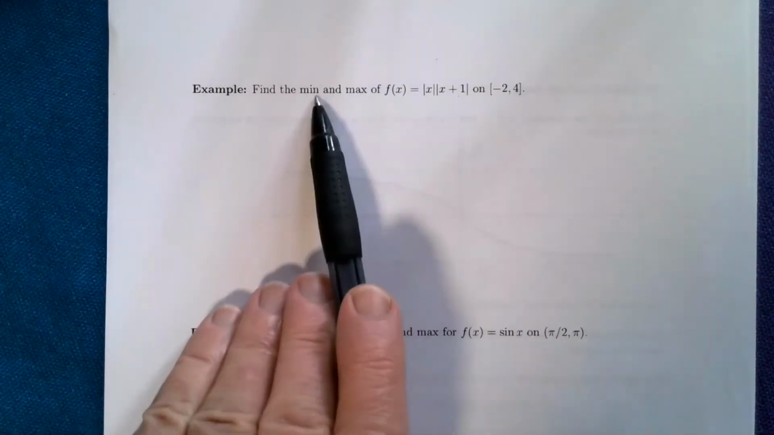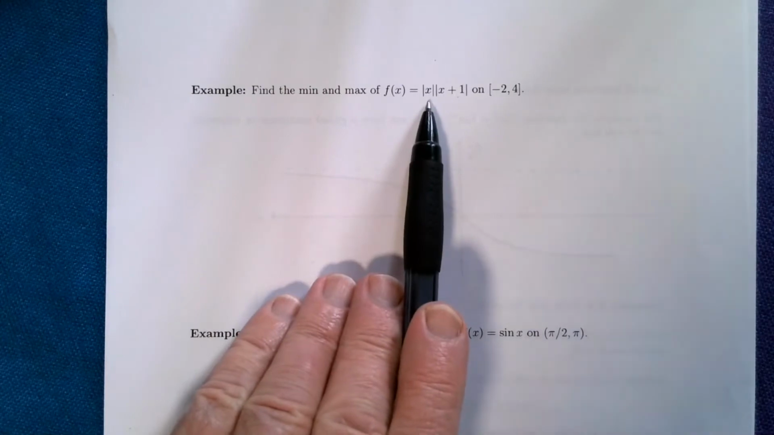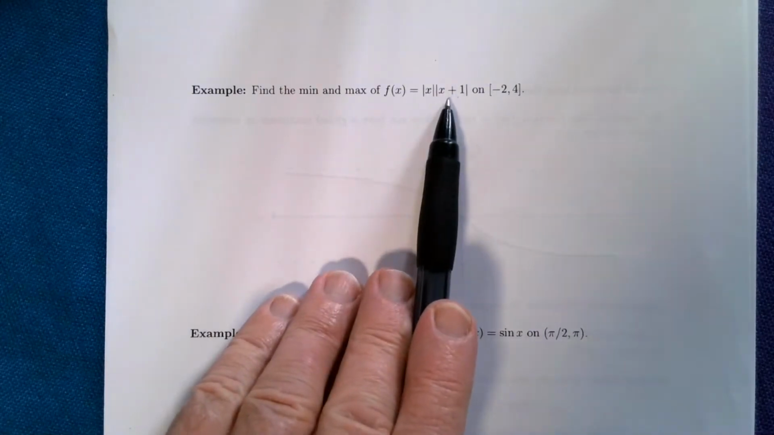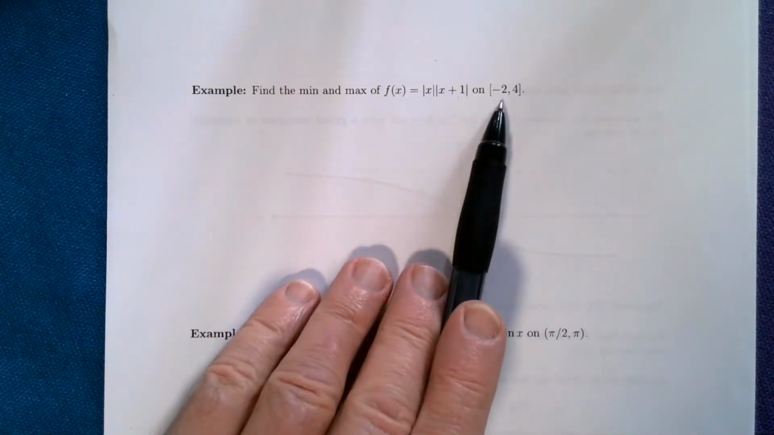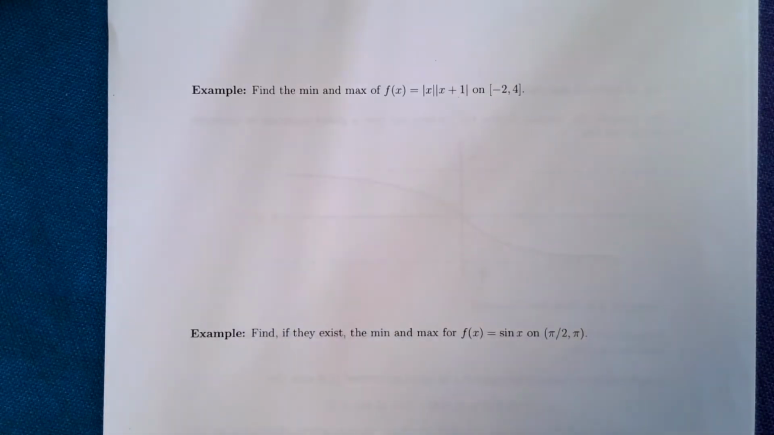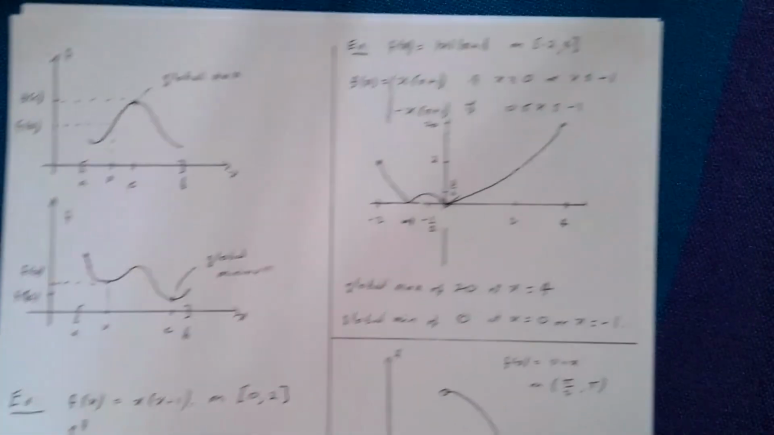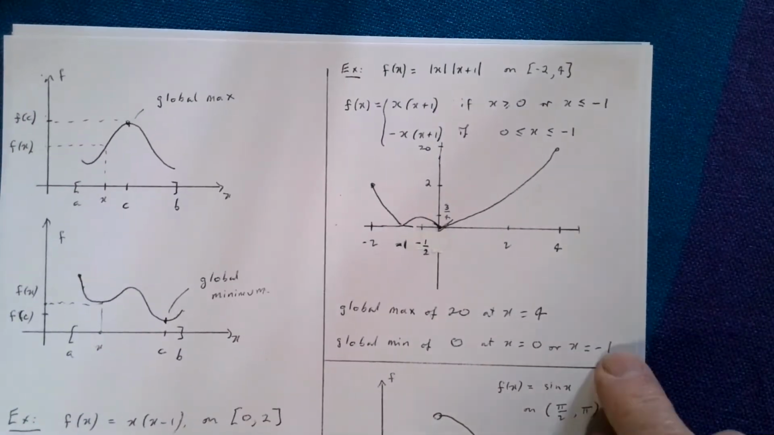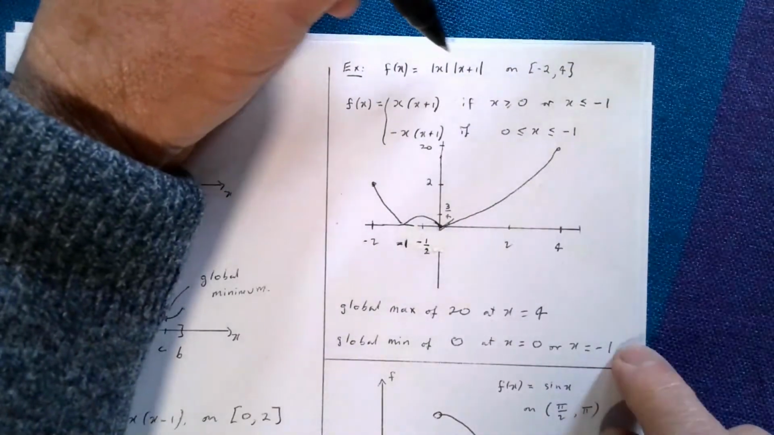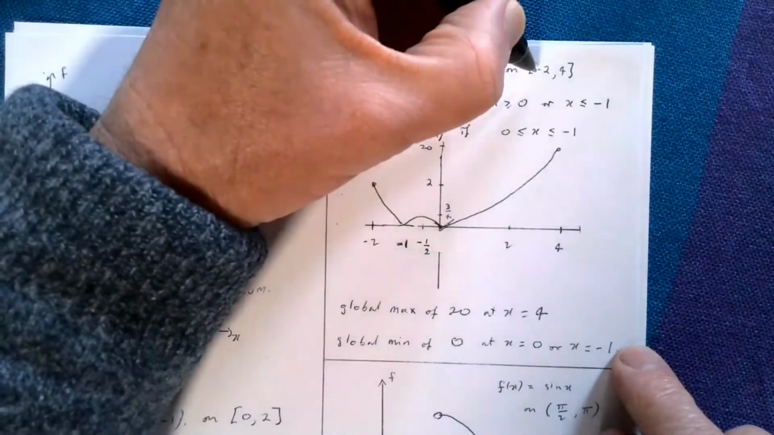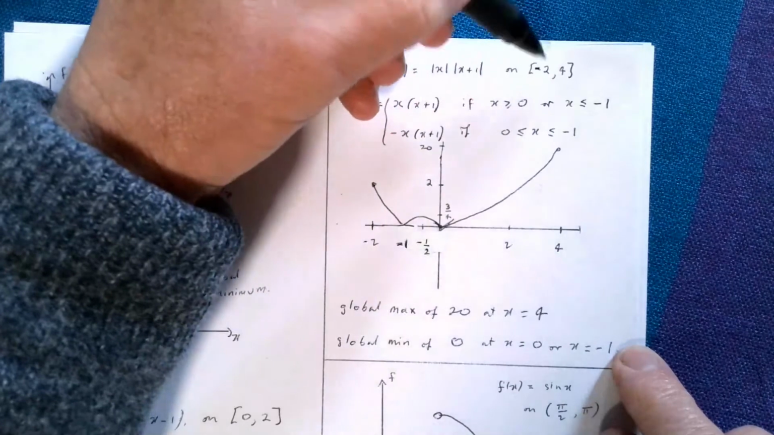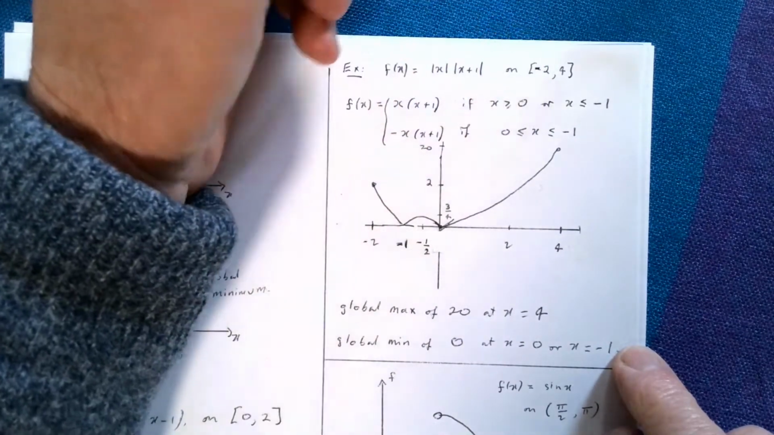So we're going to find the min and the max of this function, the absolute value of x times the absolute value of x plus 1, on the interval between -2 and 4. And here is the solution to this. Again, it's good to draw pictures of all these things, so I'm going to unpack this function a bit and then try to draw a picture of it. We're only interested in the interval between -2 and 4.